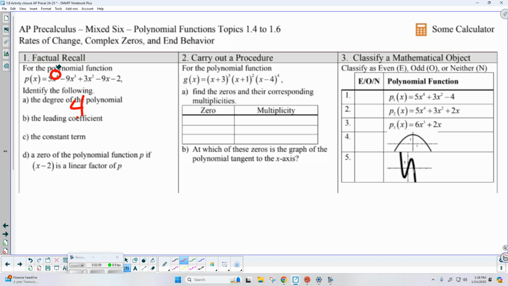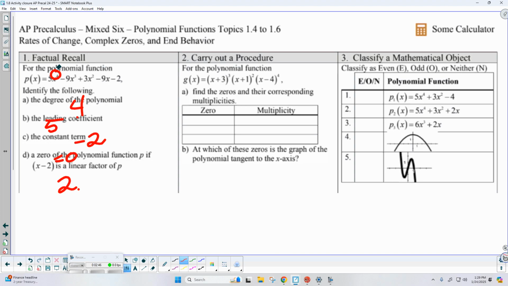Okay, Vera, the leading coefficient, 5. Because that's the coefficient of the term that gave me the degree. Okay. Right. What about the constant? -2. So the constant is the numerical value that has no variable. And D, a 0 of the polynomial function P if x minus 2 is a linear factor of P. Okay. Akil, what do you think about that? It is 2. Because what we do is set this equal to 0 and we'd solve for the root. There you go. That's 1 down.